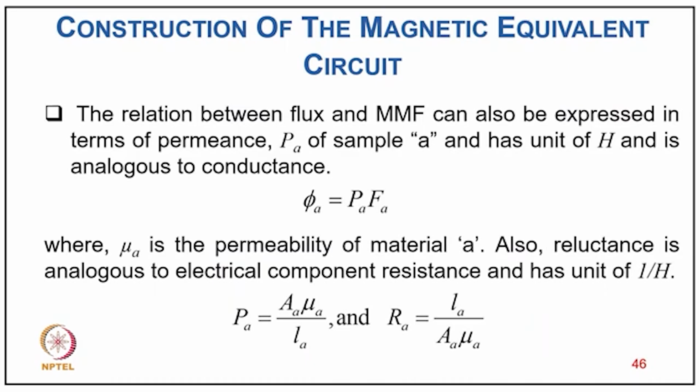Now the relation between flux and MMF can also be expressed in terms of permeance of sample A, which has a unit of H and is analogous to conductance: flux phi A equal to PA into FA, where PA is the permeance, and mu A is the permeability of the material. Reluctance is analogous to electrical resistance and has a unit of 1 upon H. So PA equals A mu A upon LA, and reluctance is just the reciprocal of it, that is LA divided by AA into mu A.